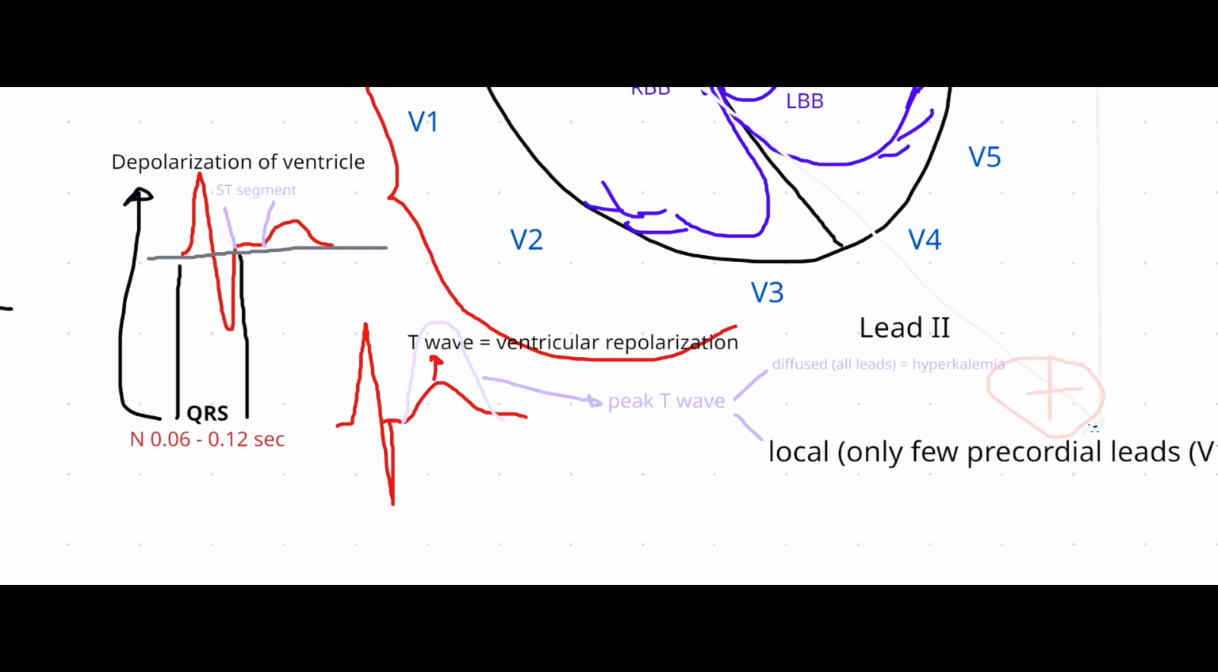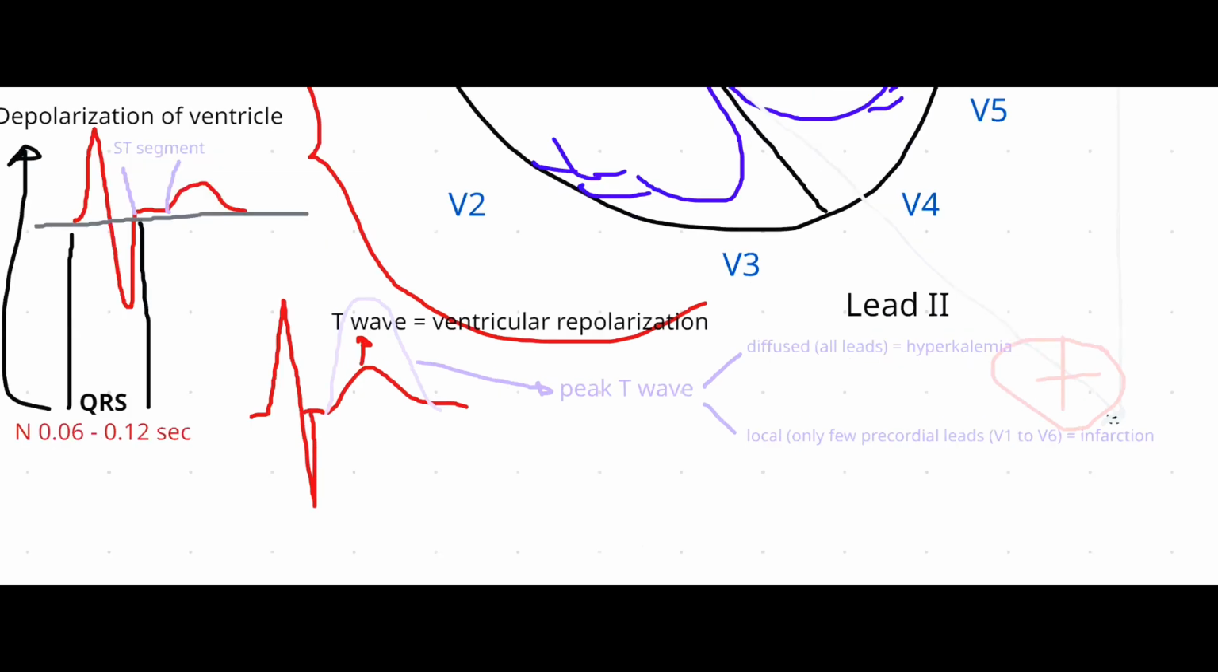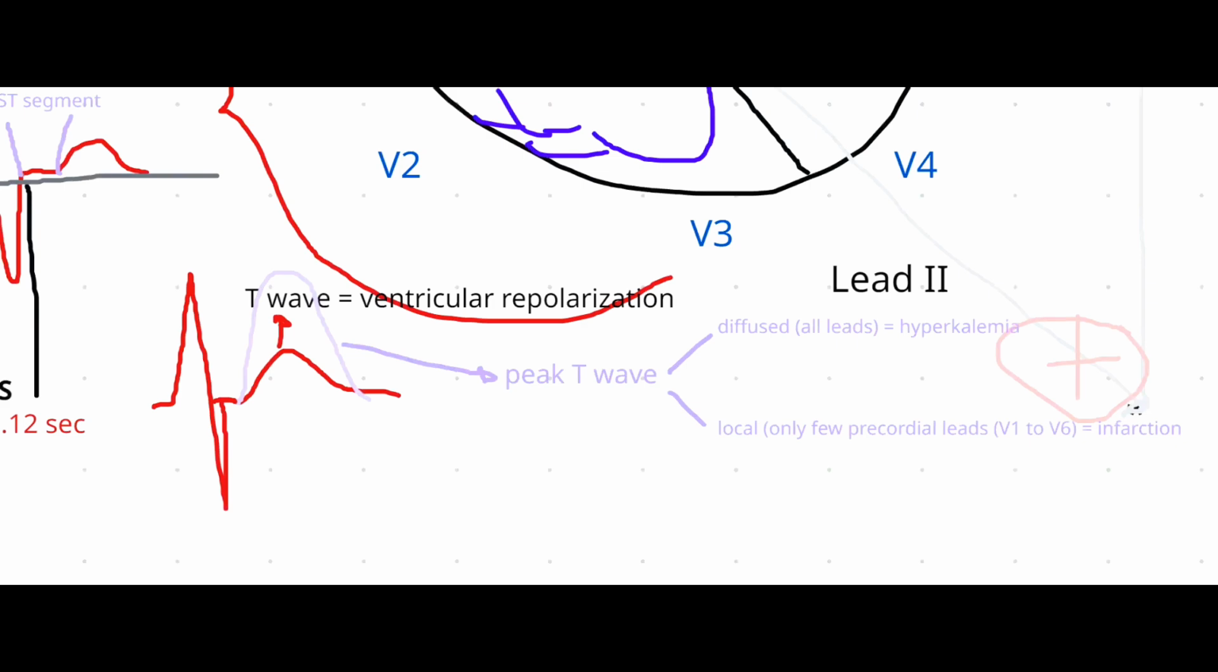When that's the case, that actually could be an infarction, an MI. Okay, so MI doesn't just manifest itself as an ST elevation. It could also be a peaked T wave. Yeah. No, you do an MI workup. Yeah, troponin. Yeah, look at the history, aspirin, MONA.